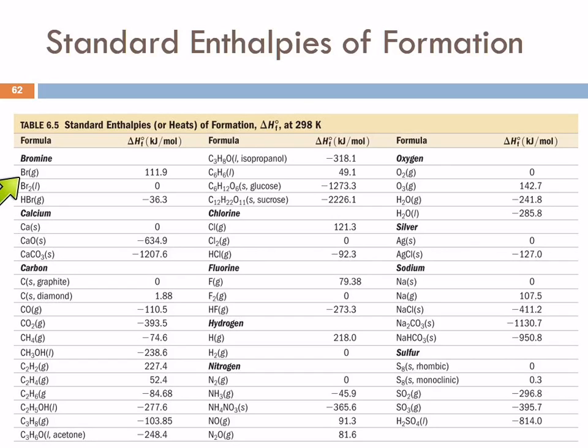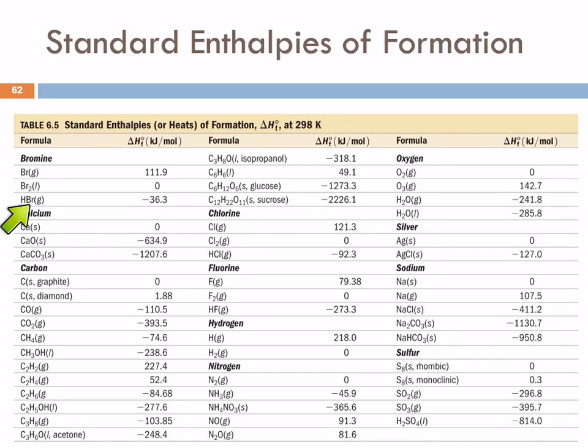You can make bromine atoms, but you have to put some energy into it. And so the heat of formation for a mole of bromine atoms in the gas state is 111.9 kilojoules per mole. So for every mole, you have to exert 111.9 kilojoules to do that.